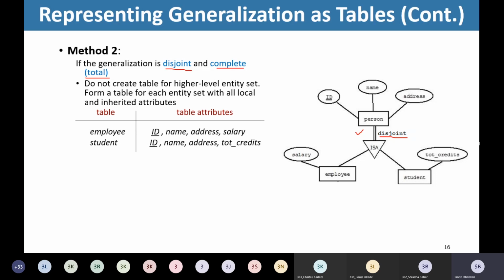Anybody who can explain? What is this total and what is this disjoint? Please speak up. We have gone through these concepts. What do we mean by this disjoint constraint?